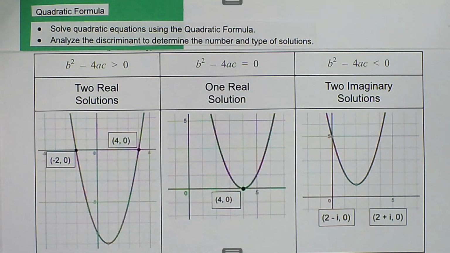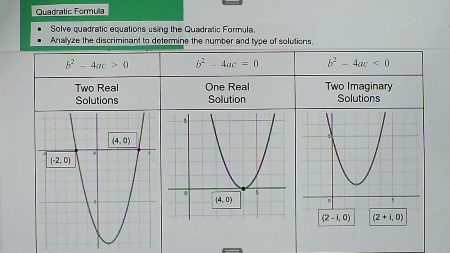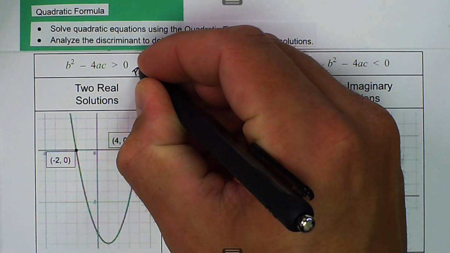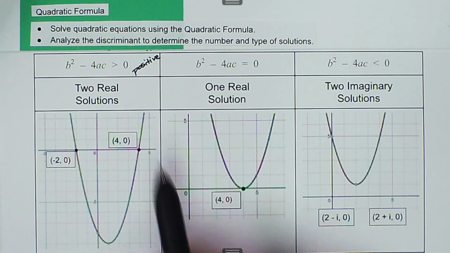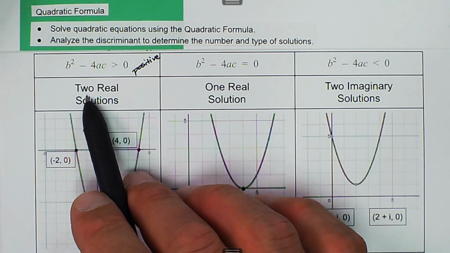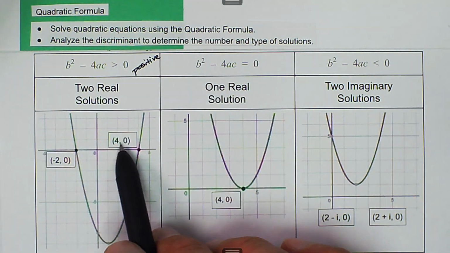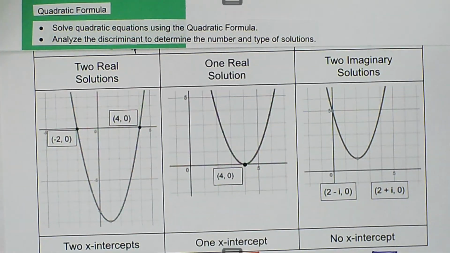So we have b squared minus 4ac is greater than 0. Basically this says what's under the radical is greater than 0, that means positive. So if we have a positive number under the radical, in the discriminant, that's going to be 2 real solutions. Here we have negative 2, 0 and 4, 0. And we'll look at what that looks like algebraically.